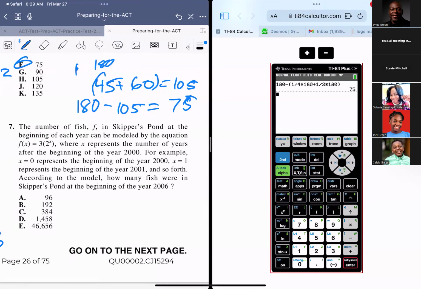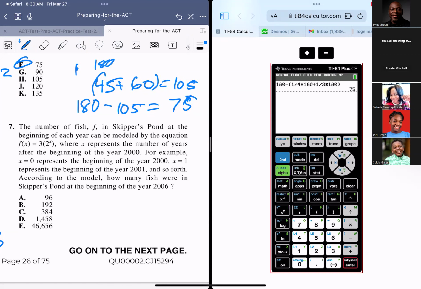Okay. The number of fish, F, in Skipper's Pond at the beginning of each year can be modeled by the equation f of x equals 3 times 2 to the x power, where x represents the number of years after the beginning of the year 2000. For example, x equals 0 represents the beginning of the year 2000. x equals 1 represents the beginning of the year 2001, and so forth. So, how many were in the pond at the beginning of the year 2006?